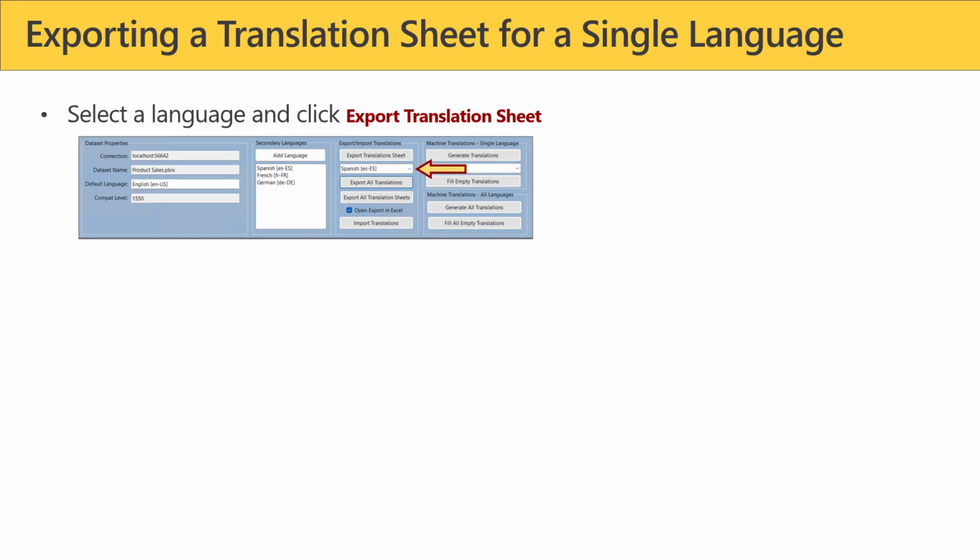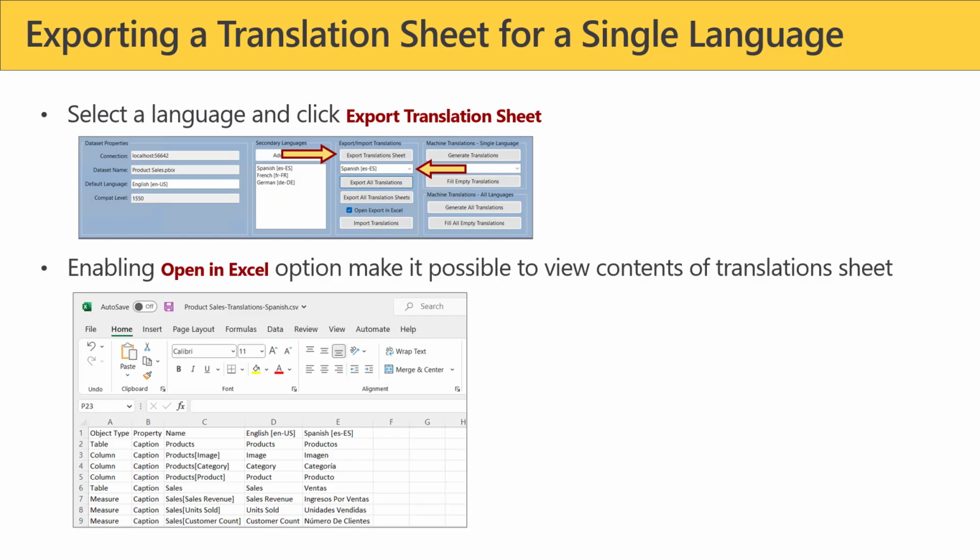So to start with, we're going to pick the language for the translation sheet we will generate. Second, you simply click on the Export Translation Sheet button, and it will produce a file. And note the file name: if the PBX file is named Product Sales, then the file that gets created is product sales hyphen translations hyphen language, which in this case is Spanish.